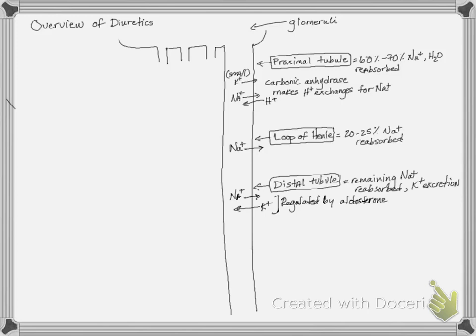And then lastly, down here a little bit further, we have the collecting duct. This is where antidiuretic hormone does its effects, and it's going to tell the kidney to keep water.